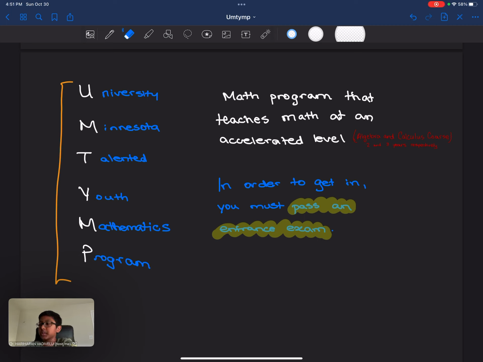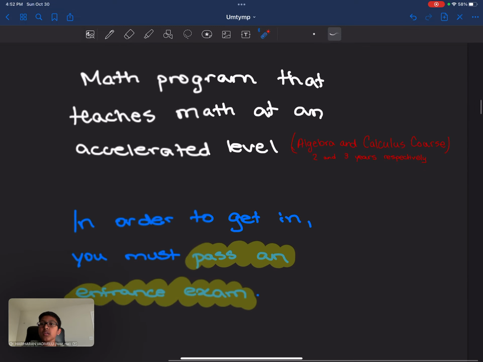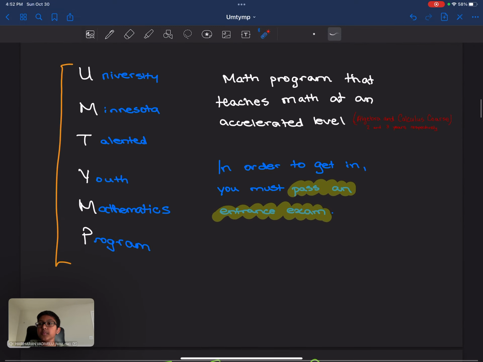So, what is UMTYMP? What does it stand for? University of Minnesota Talented Youth Mathematics Program. It's a program that teaches math at an accelerated level, and it contains 2 courses, algebra and a calculus course, which are 2 and 3 years respectively. In order to get into this program, you must pass an entrance exam.